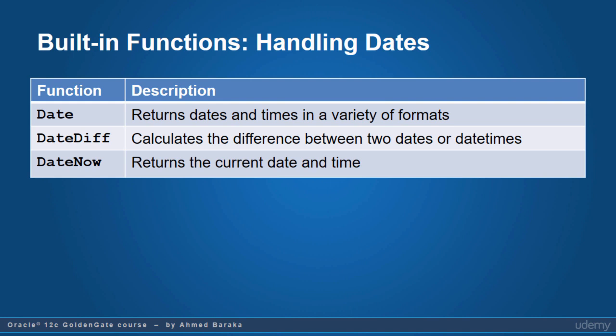This is a list of 3 functions that you use to deal with dates. Date function is used to control the format of the date. DateDiff calculates the difference between two dates, and dateNow returns the current date and time.